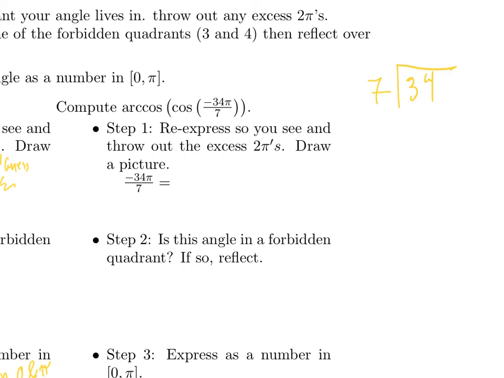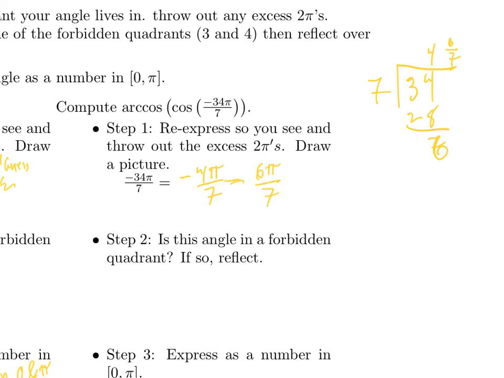34 pi over 7. So what's a multiple of 7 that I know that's a little bit less than 34? Well, 28 will do. That's not how you do division, Chris. So 28 will do, and that's 7 times 4. Doing the subtraction, we get 6, so the remainder is 6. So that's 4 and 6 sevenths. So that means that negative 34 pi over 7 is the same thing as negative 4 pi over 7 minus an extra 6 pi over 7.